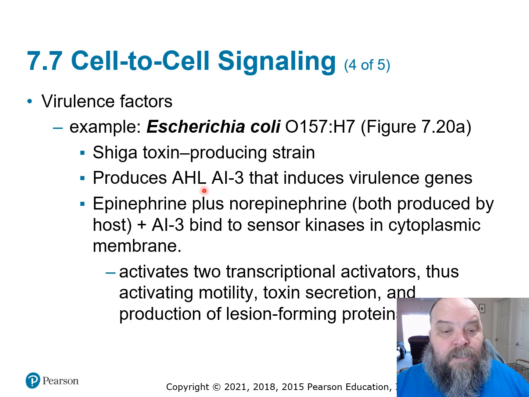Turns out it produces AI3. Wow, AI3, which is excreted out by E. coli, and when it's in the intestine, the presence of the E. coli, the presence of AI3 and whatnot, cause inflammation. Part of the inflammatory response by the epithelial cells lining the gastrointestinal tract, and you'll see the triggering of production of epinephrine and norepinephrine as part of that inflammatory response. Well, it turns out AI3 and the epinephrine are what are required to trigger Shigatoxin production.